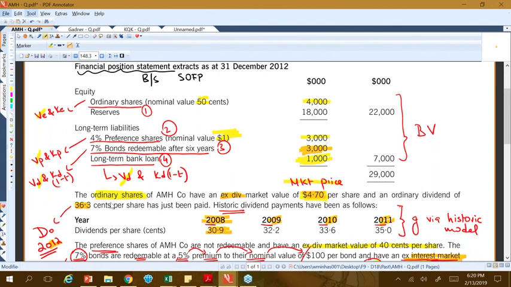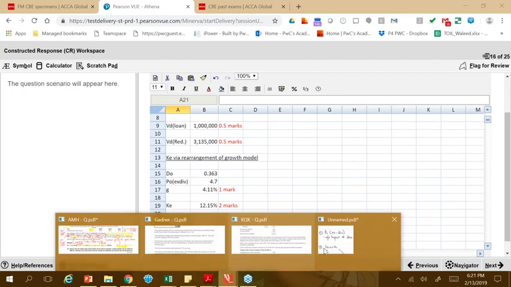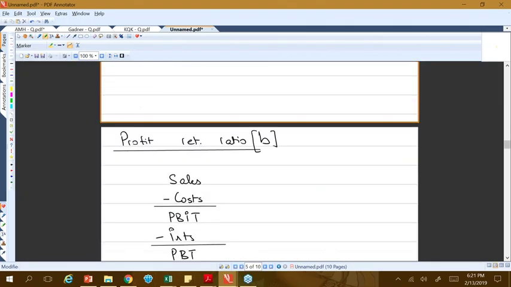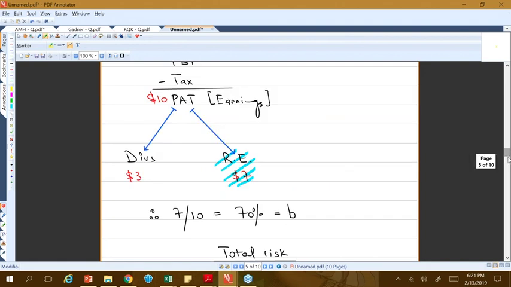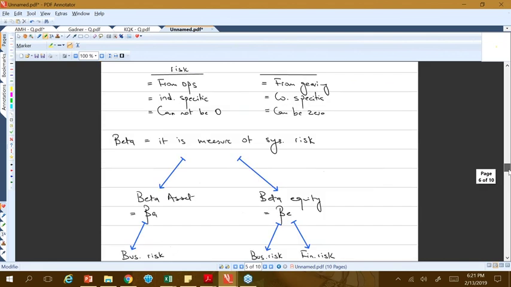Okay, so that's all the questions up to this point. Next thing, we need to work out the other costs. The other costs are the KP, the KD of the bank loan, and the KD of redeemable debt. So again, I want to move back to this here and look at ways in which we are going to compute the cost of preference share and the cost of the bank loans.